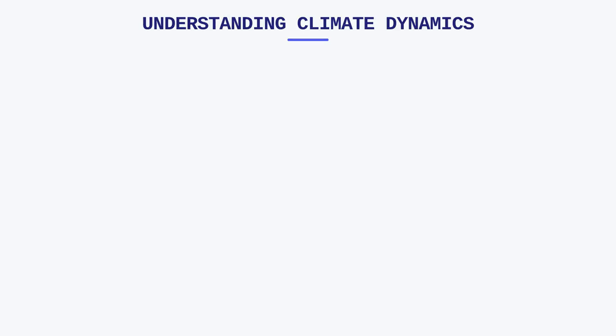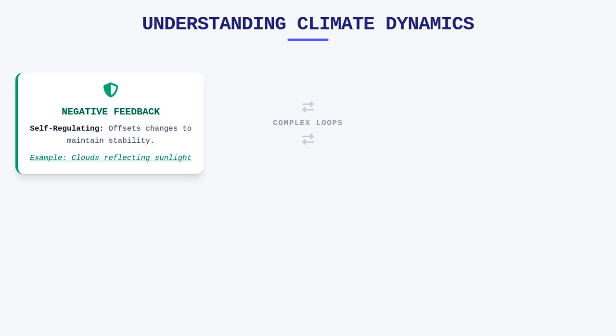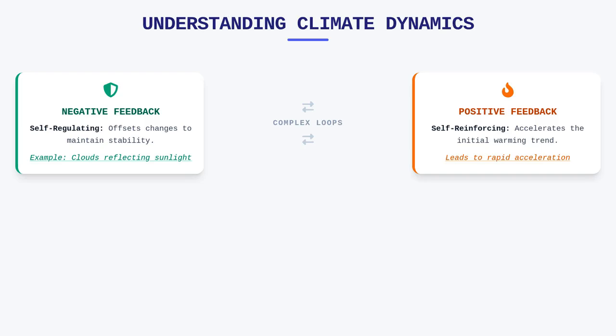Climate systems are governed by complex feedback loops, which can be either positive or negative. A negative feedback loop is a self-regulating mechanism that offsets a change, such as clouds reflecting sunlight back into space as water vapor levels increase. Conversely, a positive feedback loop reinforces the initial change and accelerates warming.